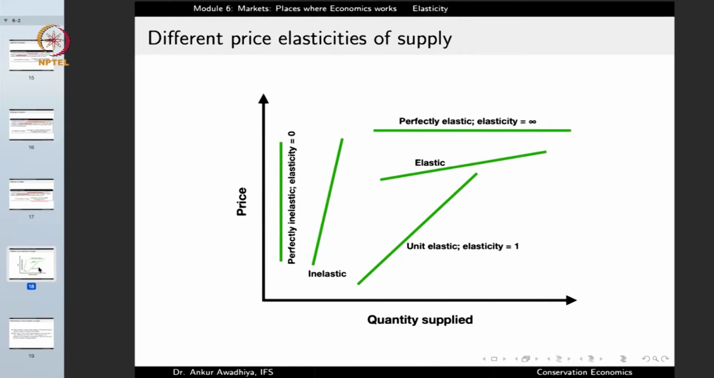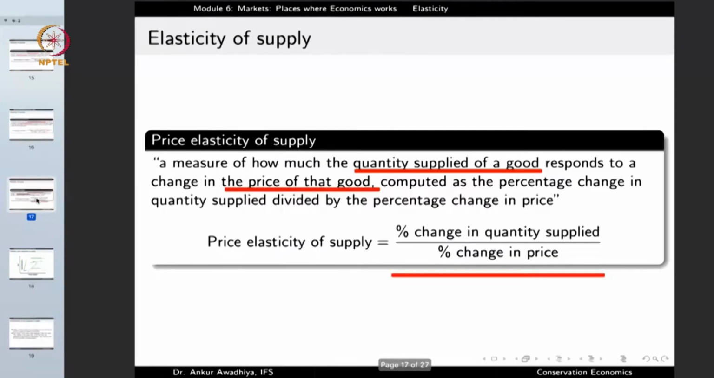Now, in the case of a perfectly elastic supply, if you have a very minuscule change in price, you will have a big difference in the quantity that is supplied. That is, in the case of an elastic supply, when the percentage change in price is close to zero, that is, the denominator is close to zero, the numerator is a very big value.